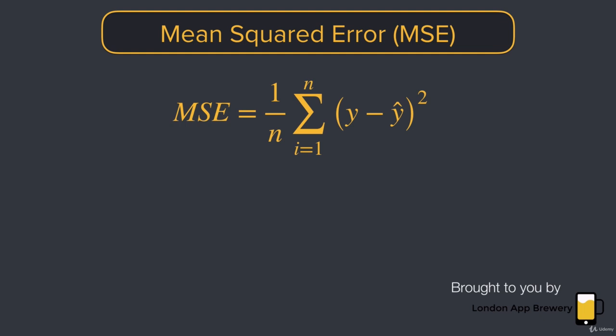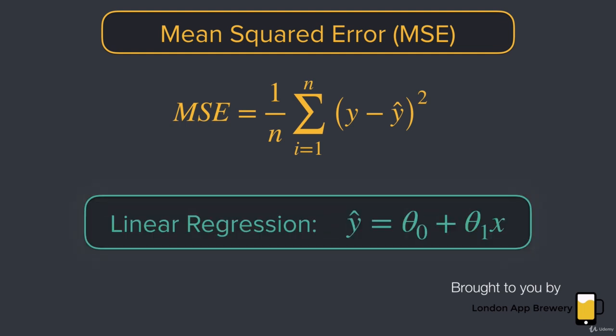But the thing is, since we're running a very simple linear regression on this with one variable only, namely x, our y hat actually takes the form theta 0 plus theta 1 times x. This is the linear regression model that we're using currently. It's got one variable and two parameters, theta 0 and theta 1.